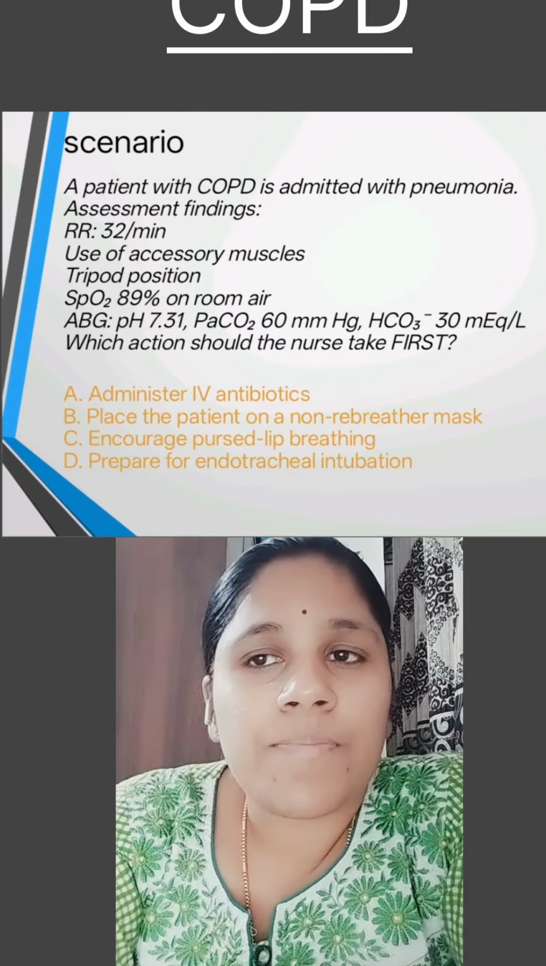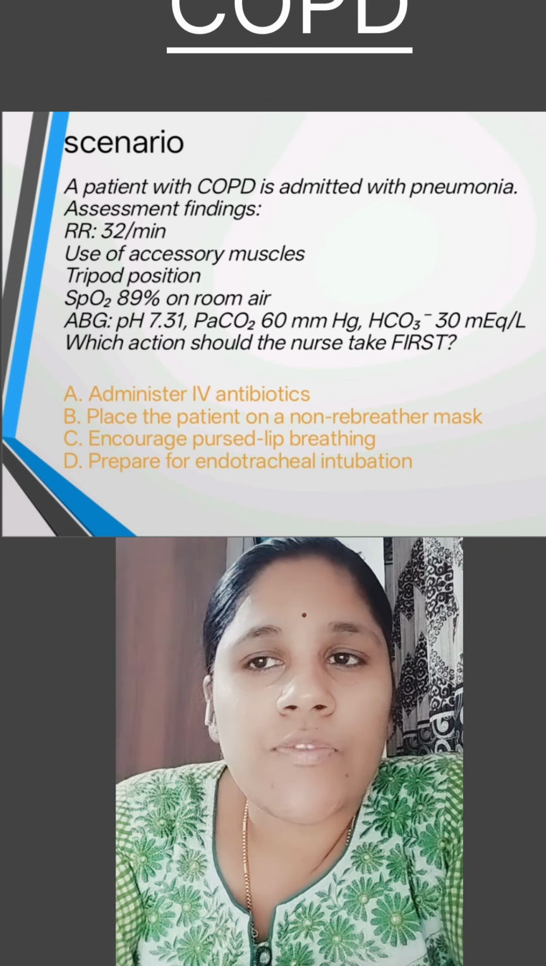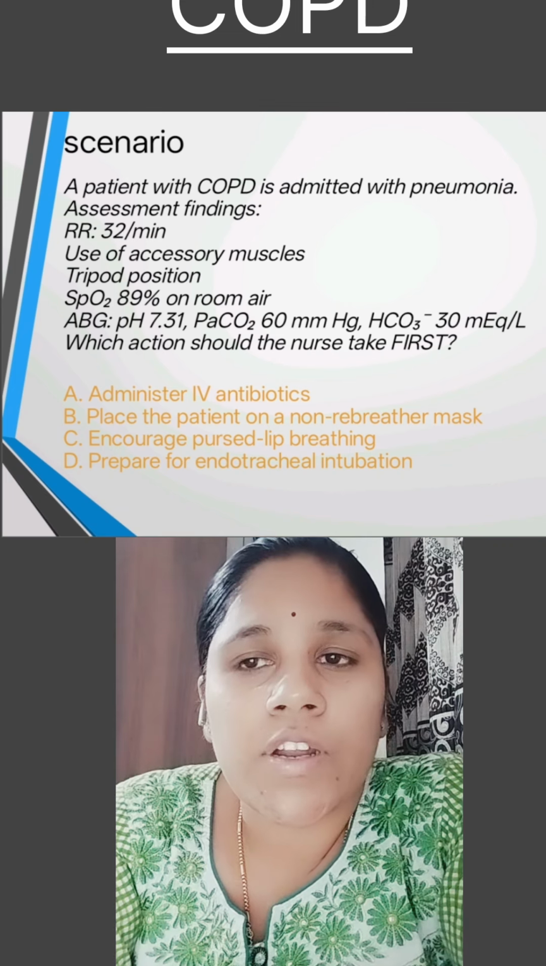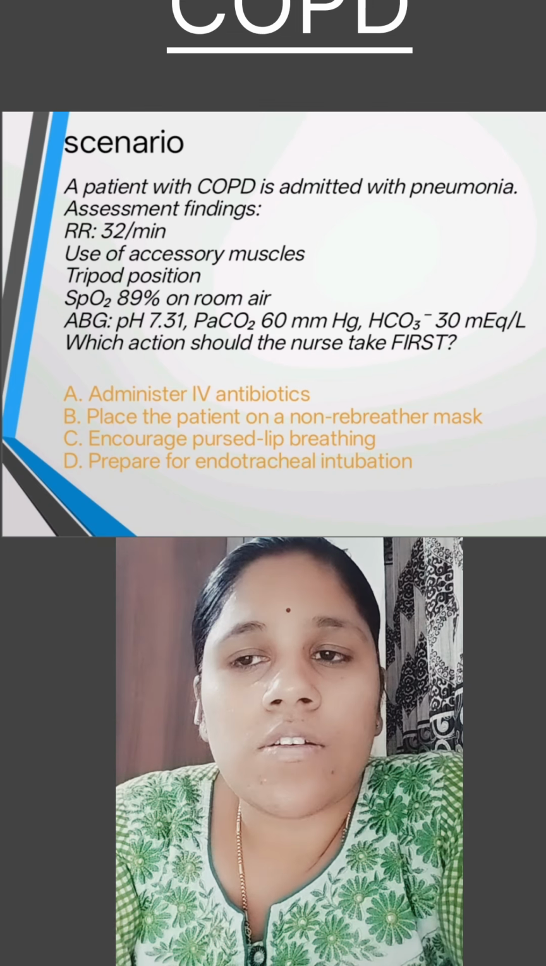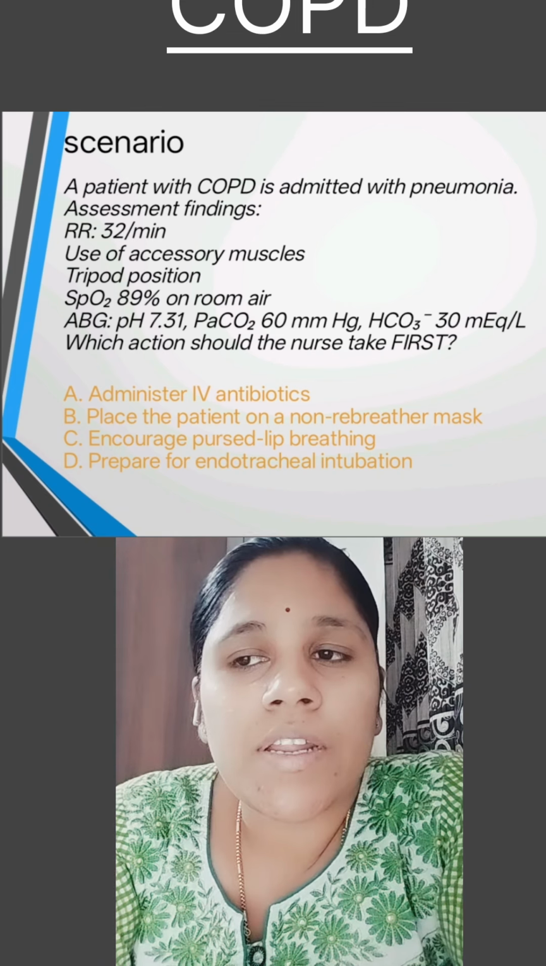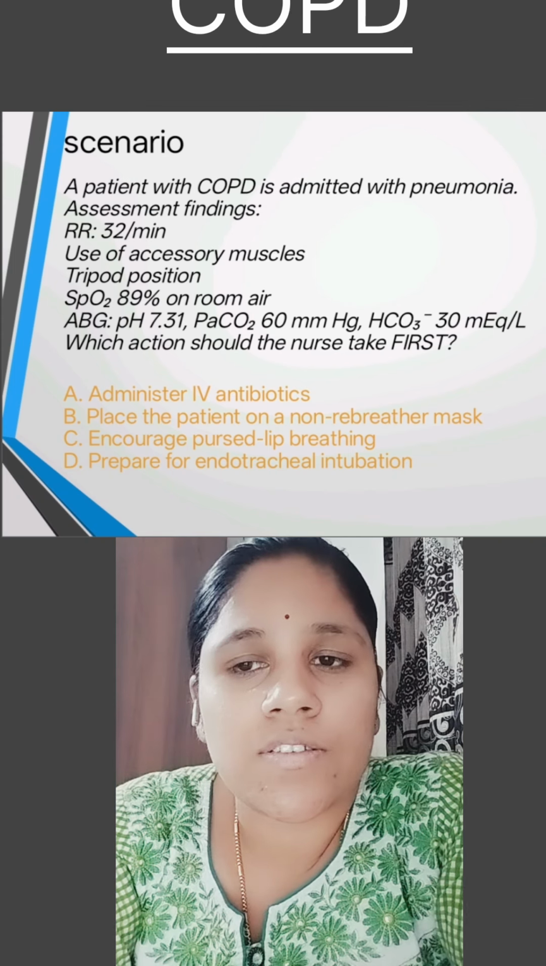The scenario says a patient with COPD is admitted with pneumonia. Assessment findings: respiratory rate of 32 breaths per minute, use of accessory muscles, the patient is in tripod position, SpO2 of 89% on room air, and the ABG report says pH of 7.31, PaCO2 of 60 mmHg, and bicarbonate of 30 mmol/L. Which action should the nurse take first?